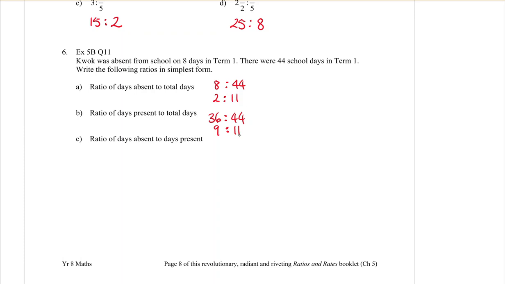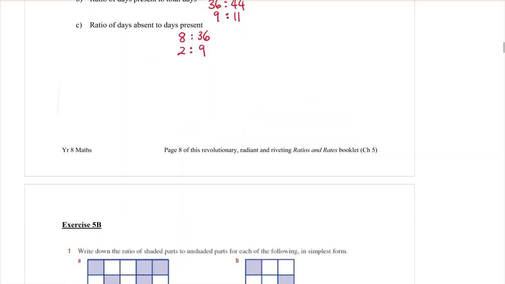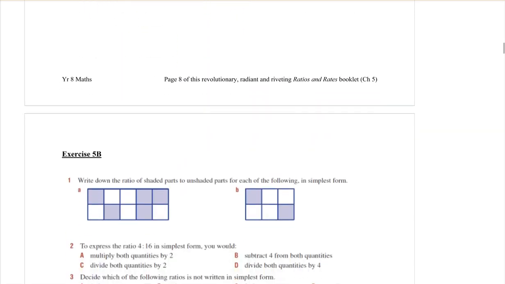And part C, ratio of days absent to days present. He was absent for 8 days, present for 36 days, and if I divide by 4 again, I get 2:9. And that's it, I think, isn't it? That was the last question.